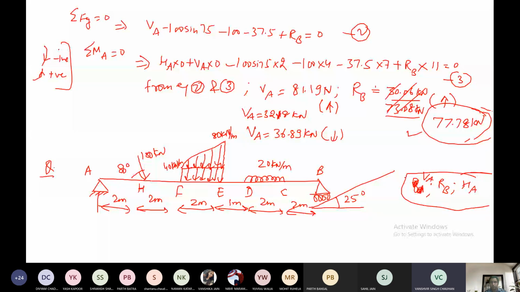On H, is it 100 Newton or 180 Newton? No, sir, the force acting at 80 degrees. It's 100 Newton.